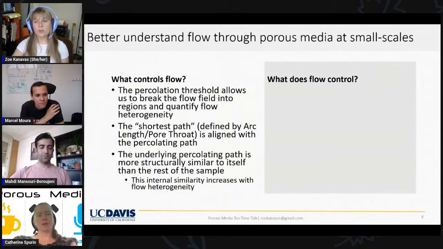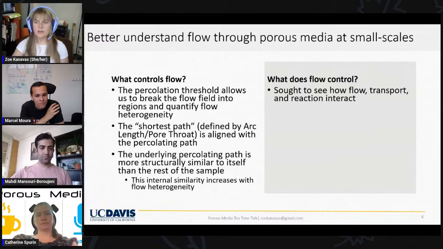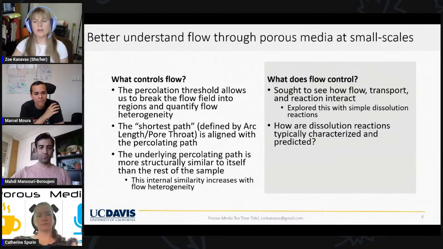Next, we explore the controls flow has on other phenomena. Namely, we sought to see how flow, transport, and reaction interact. We explored this via simple dissolution reactions, and this leads us to first ask, how are dissolution reactions typically characterized and predicted?